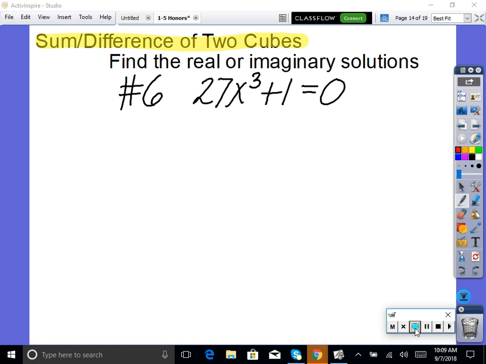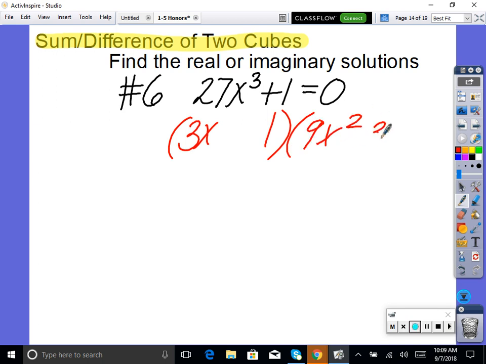Is this 2 perfect cubes? Yes. What's the cube root of 27? What's the cube root of x cubed? What's the cube root of 1? 1. So it is a perfect cube. Front times the front, 9x squared. Front times the back, 3x. Back times the back is 1. This side and this side are the same. The next side's opposite. The next side's plus. And now we can solve. Don't freak out just because something's a little different.